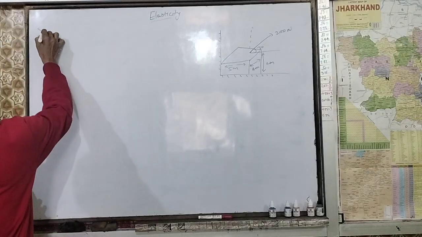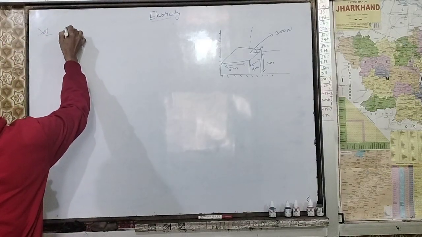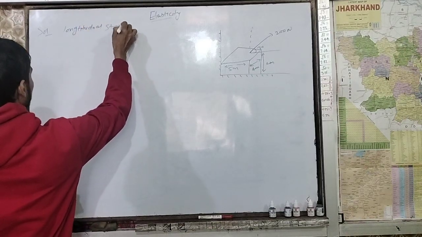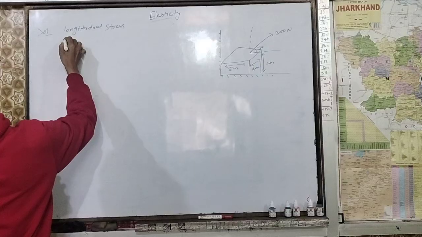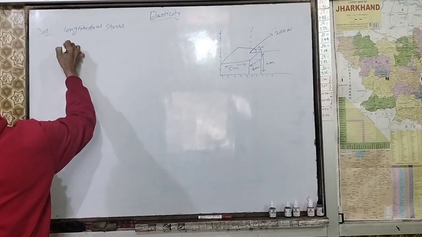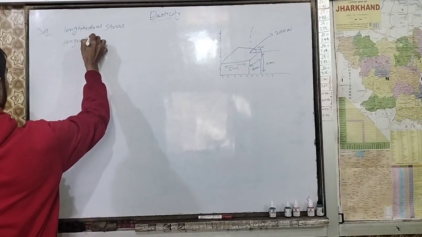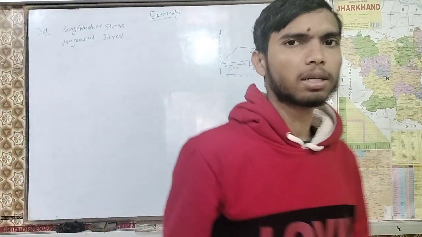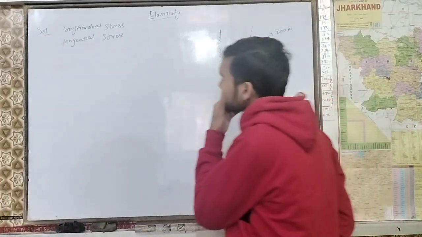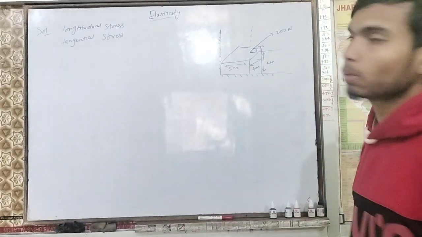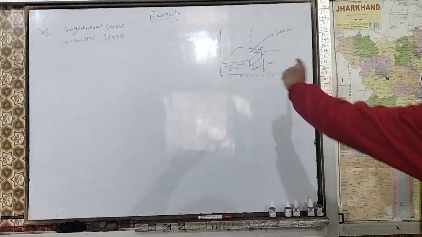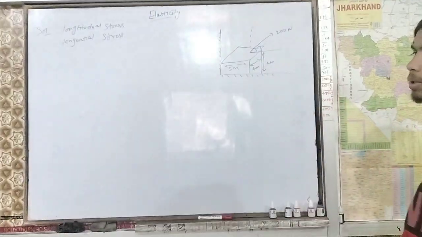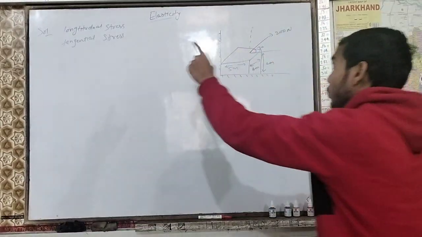Main question is to find a longitudinal stress and a tangential stress. Tangential means the shear stress, and longitudinal means normal to the surface of the object, perpendicular, so this component we will take. You can say 200 Newton sine theta we will take for the longitudinal.